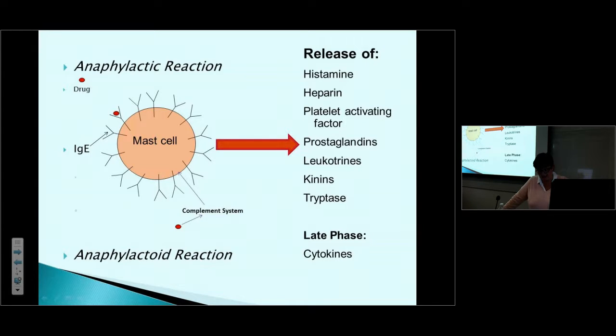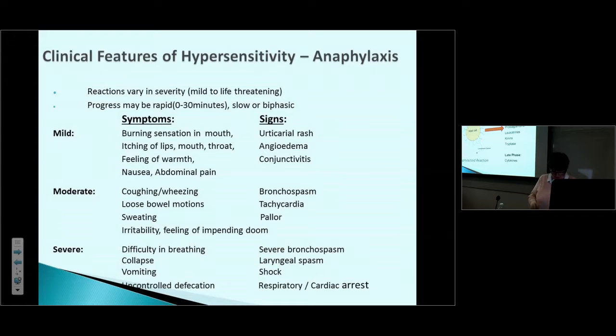What has to be remembered is this is a normal immunological and inflammatory response. So when we inject these drugs, we're overstimulating the immune system, and it causes this severe reaction. So what are the clinical features? I was going to ask you all to start shouting them out, but I've just gone ahead. So the reactions, as I say, can vary from mild to life-threatening, and they can occur in a few minutes or a couple of hours or a few hours later.